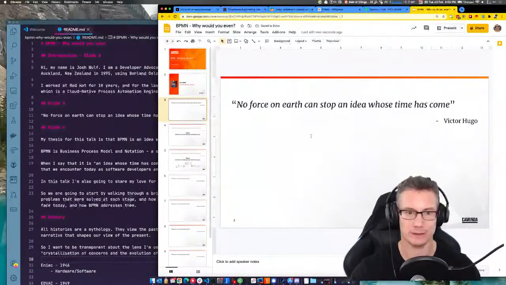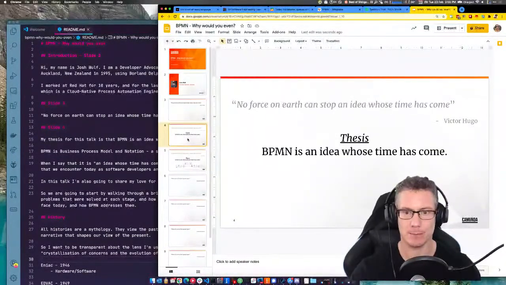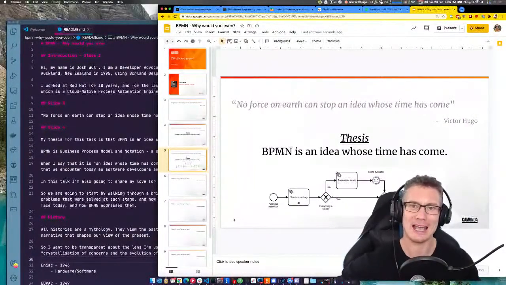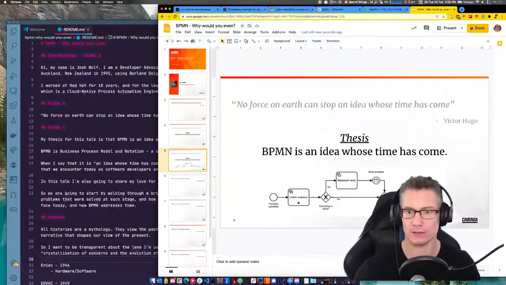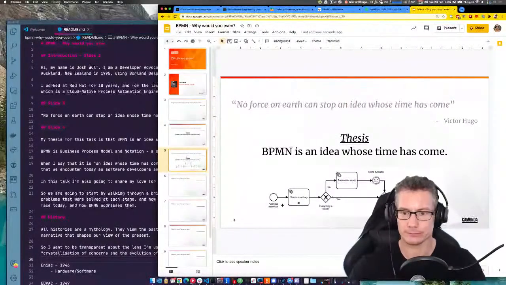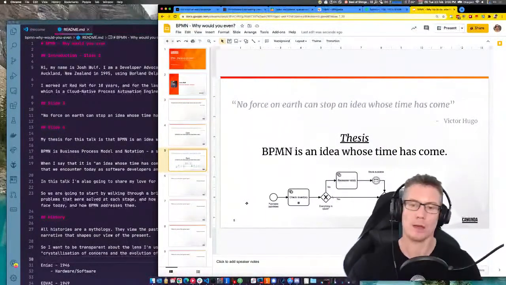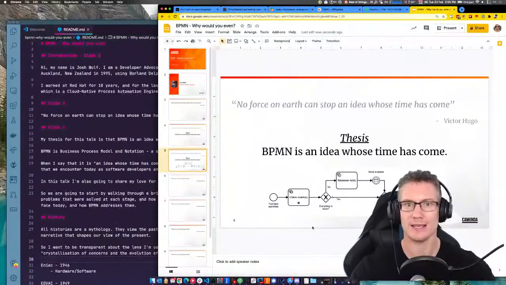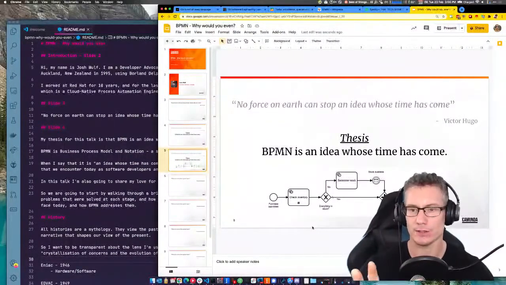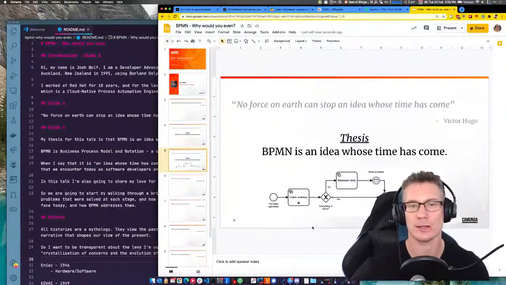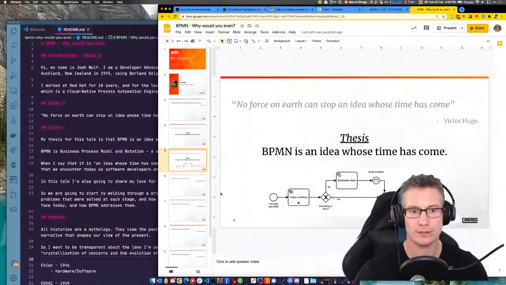No force on earth can stop an idea whose time has come. Historical inevitability. So my thesis for my talk is that BPMN is an idea whose time has come. BPMN is business process model and notation. It's a computationally amenable format for describing processes. And I've got a little demo BPMN process here. What I mean by that it's an idea whose time has come is that it is a solution that is a good fit for the class of problems that we face today as software developers and organizations that produce software. So that's the thesis of my talk.